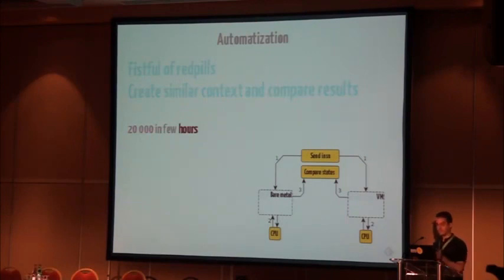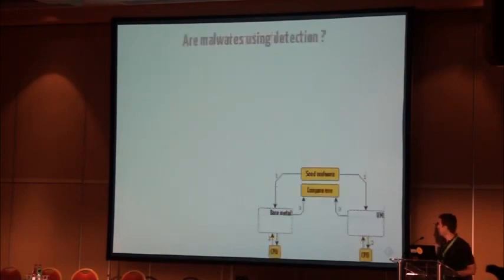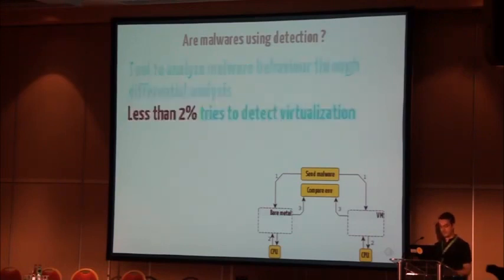With the same idea, instead of sending an instruction, we will send a malware. Sending a malware to bare metal and virtual machine. And through differential analysis, we can compare a malware state after being run on virtual CPU and normal CPU. And in fact, less than 2% of malwares try to detect virtualization.